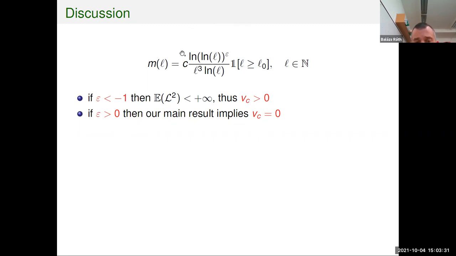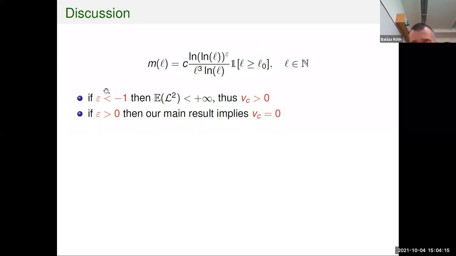But keep in mind that if you choose epsilon in this same formula to be less than minus one, then it's an easy exercise to sum these values, multiplied with L squared, so that the corresponding second moment is already finite. Therefore, by our trivial lemma, VC is positive. So the message is that we work very hard to show that the second moment lemma is close to being sharp, meaning that we are log-log. It's only log-log close to being sharp.